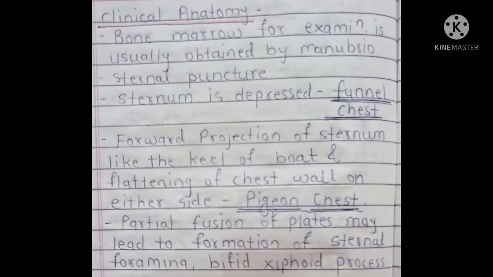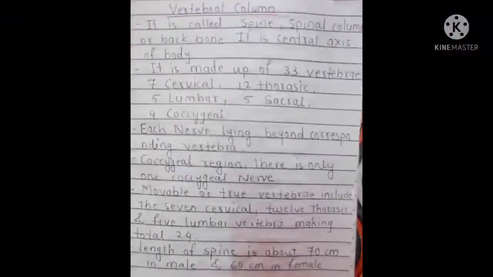Clinical anatomy of the sternum. Bone marrow for examination is usually obtained by manubriosternal puncture. When the sternum is depressed, it is called funnel chest. A forward projection of the sternum, like the keel of a boat, or a flattening of the chest wall on either side, is called pigeon chest. The partial fusion of the plates may lead to the formation of sternal foramina and a bifid xiphoid process. So remember the terms like funnel chest and pigeon chest. Then this is all about the sternum.